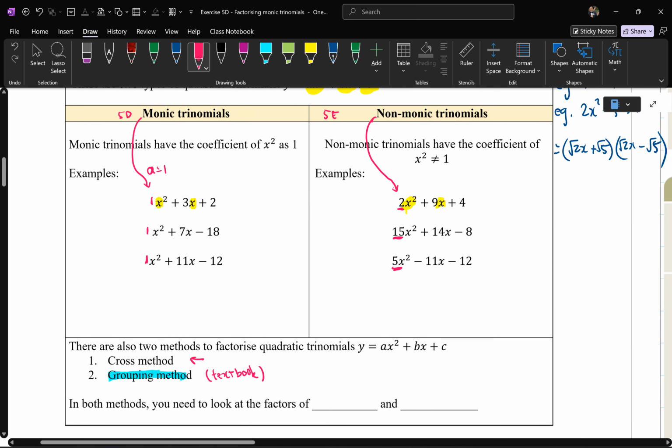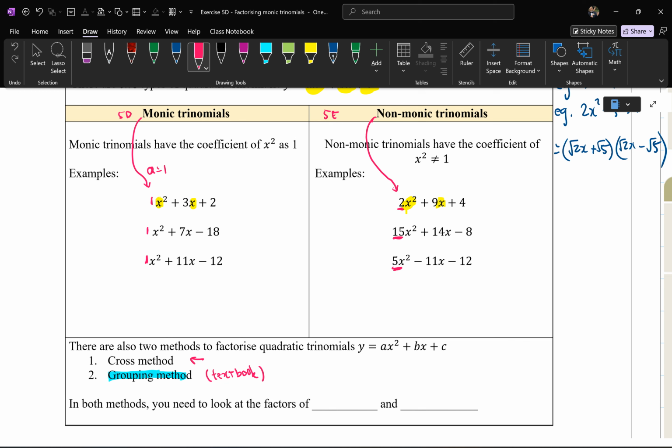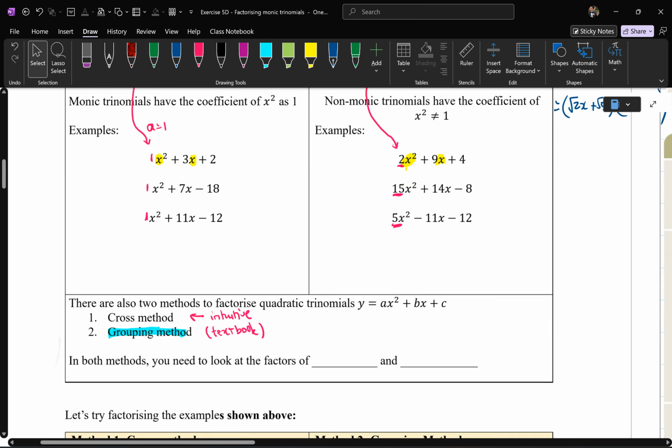The cross method is how I learned it when I was in high school. It's a bit more intuitive. You do a bit more trial and error in your head, and you choose the most likely answer. So it's faster, but to start off with, it feels very uncomfortable if you've never done it before. It is a bit more intuitive, but in my opinion, it is faster.